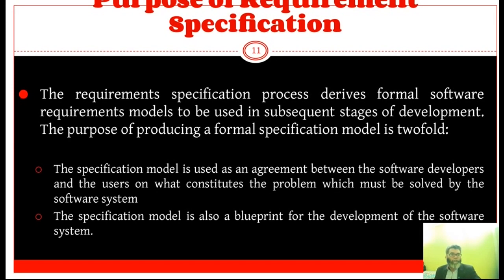Purpose of requirement specification. The requirement specification process derives formal software requirements models to be used in subsequent stages of development. The purpose of producing a formal specification model is twofold. That is, the specification model is used as an agreement between the software developers and the users on what constitutes the problem which must be solved by the software system. And second, the specification model is also a blueprint for the development of the software system.